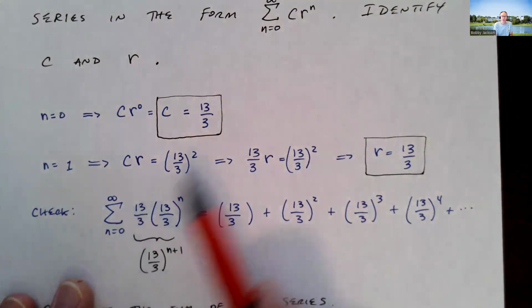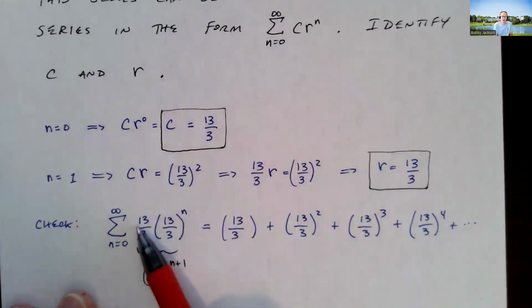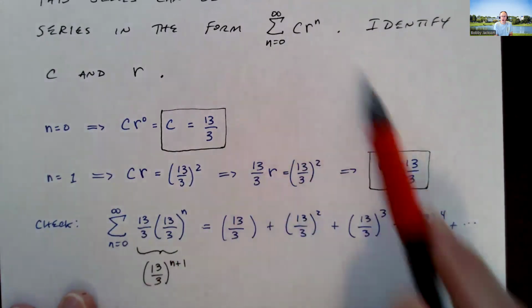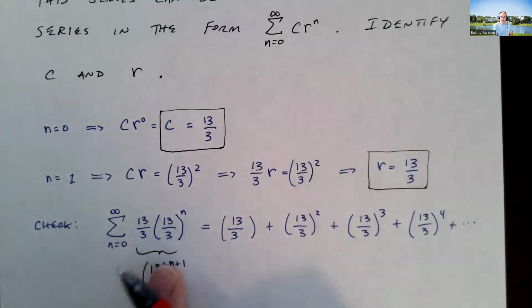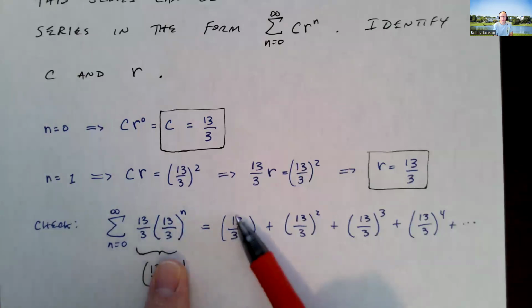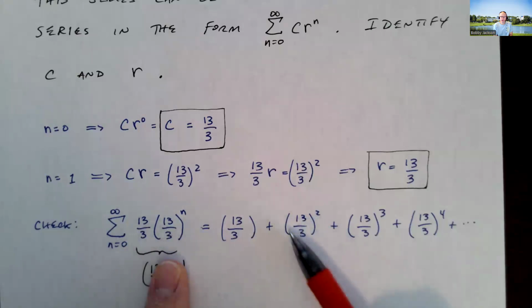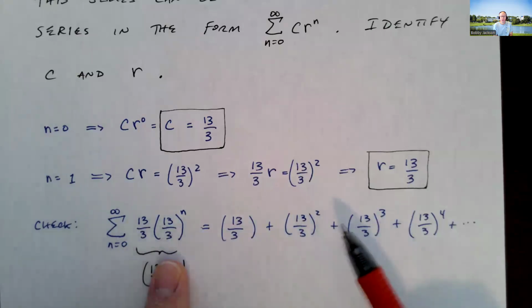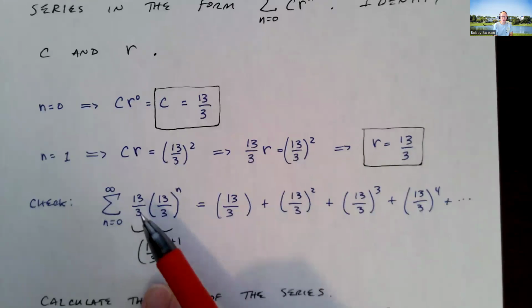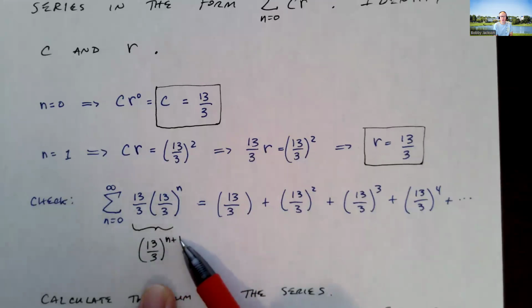Just as a check, I'll make sure I get the series back, right? From n equals 0 to infinity, c is 13 thirds, r, 13 thirds to the n. So what do we get when n is 0? 13 thirds to the 0 power is 1. So I get 1 times 13 thirds. When n is 1, I get 13 thirds times 13 thirds. I get 13 thirds squared, and so on. Another way you can simplify this whole thing is 13 thirds times 13 thirds to the n is 13 thirds to the n plus 1 power. And so you can confirm that this is indeed the case.